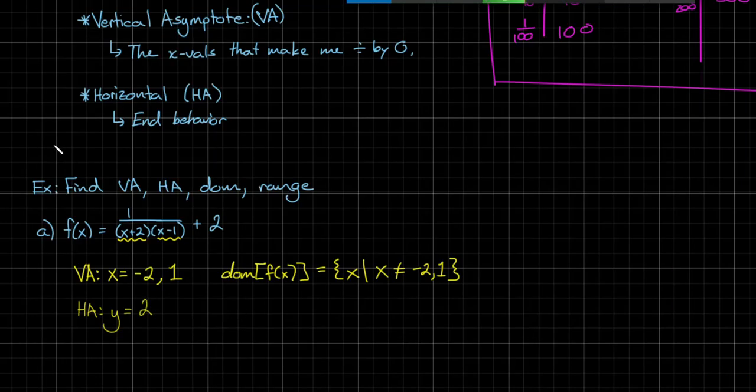And that coincides with my range. I hit every single y value for this function except what? Only one that I get really close to, but I don't quite touch. Good. So everything except for 2 is all that this says.